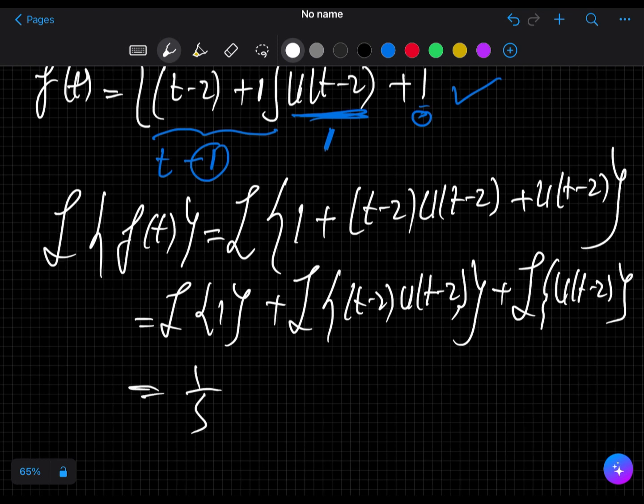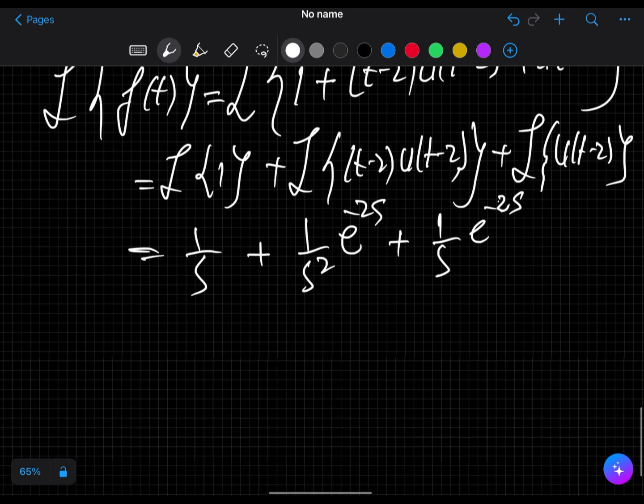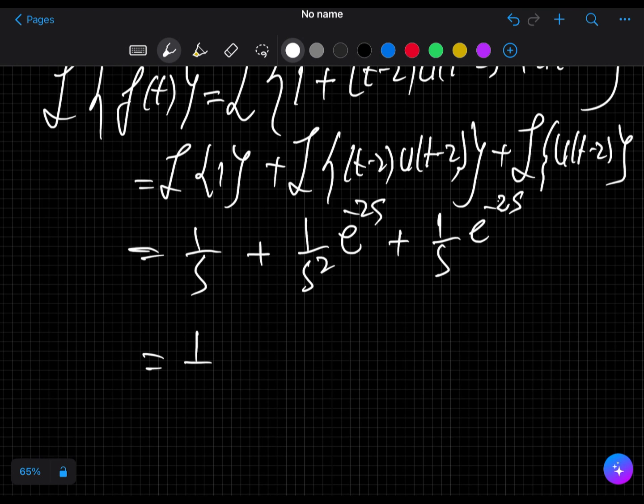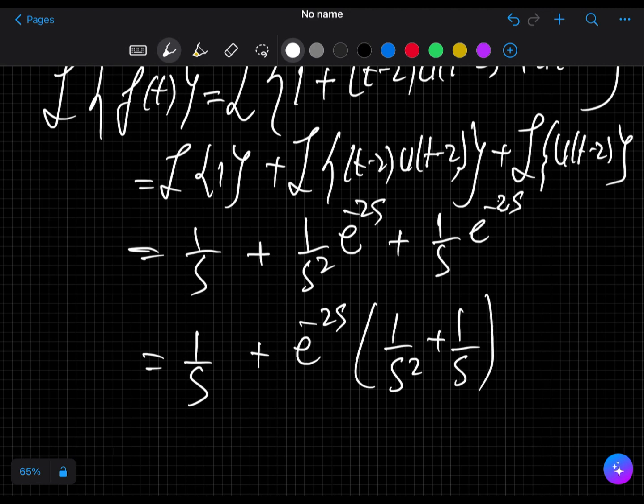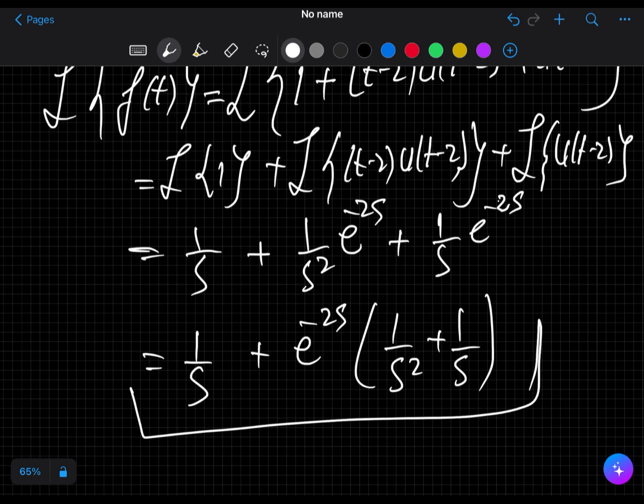So this is 1 over s plus 1 over s squared e to the minus 2s plus 1 over s e to the minus 2s. So I can put this in factor to be 1 over s plus e to the minus 2s factor of 1 over s squared plus 1 over s. So this is the Laplace transform of my function.